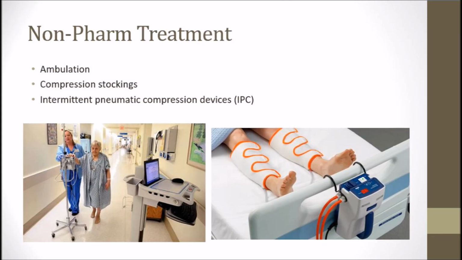VTE can also be prevented by non-pharmacological treatment such as ambulation, which is a fancy word for walking. As you can see, the patient on the left is walking around in the hospital, which is excellent. Compression stockings, which look like socks that go on the lower leg. And then there's also IPC devices, or intermittent pneumatic compression devices, that are often used in the hospital, and they're shown on the right. And they just go over the lower leg and they compress the leg electronically.